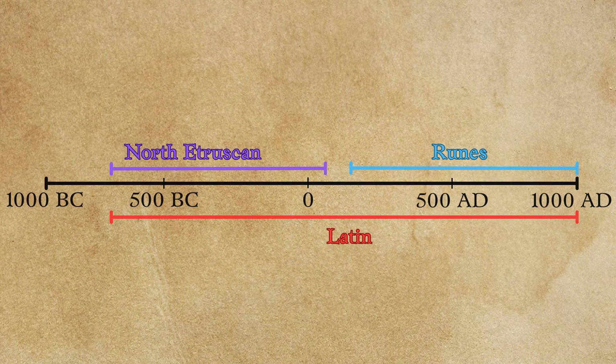So if the script survived for a century without showing up in the archaeological or historical record, it may have survived another century until the appearance of the first runic inscriptions. During that time, it may have been mainly written on perishable materials such as wood, wax and papyrus, but this is obviously impossible to prove.